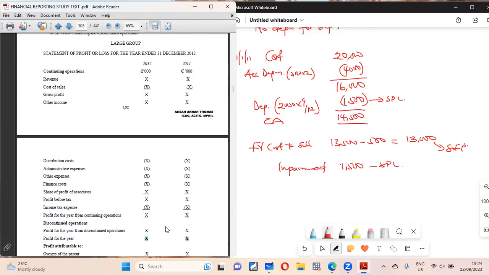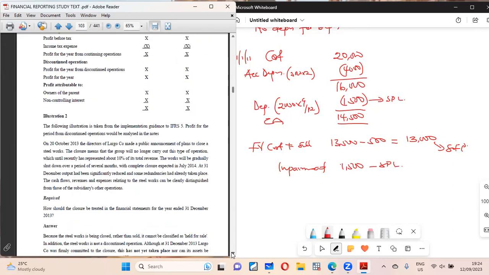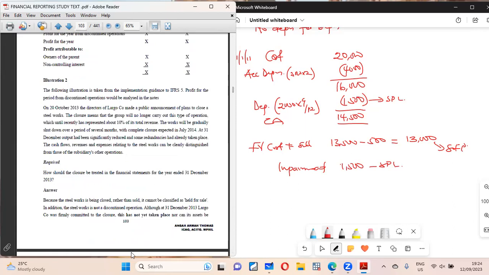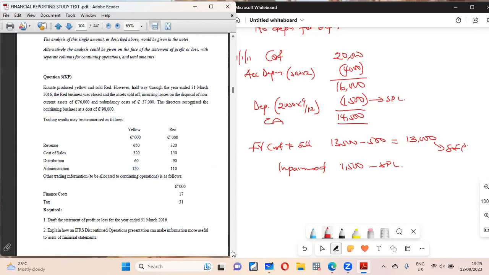This thing, when it comes in your exams, feels like you are doing double P&L. So hardly does it come. It doesn't come usually, because when it comes, it means you need to do double P&L, one for continuing and one for the discontinuing, before you can bring the discontinuing one as part of your continuing one. So hardly do those ones come. For instance, you look at this question, we are told that Konate produced yellow and sold red.